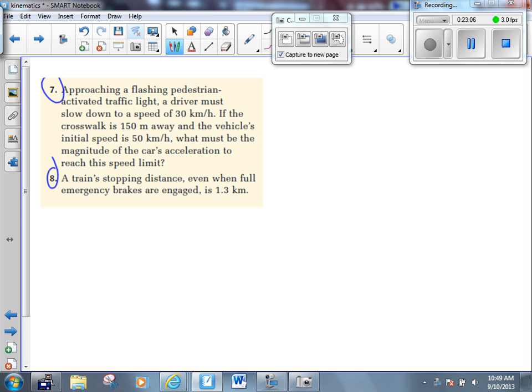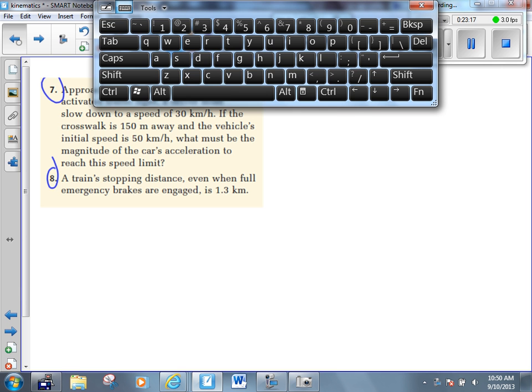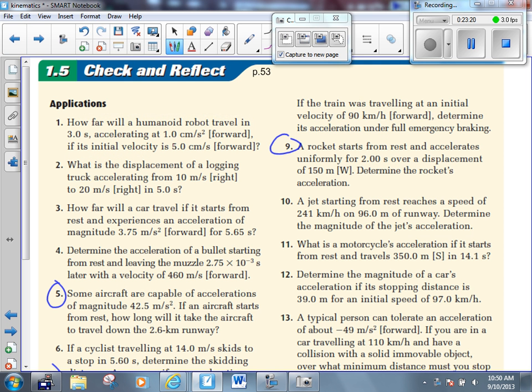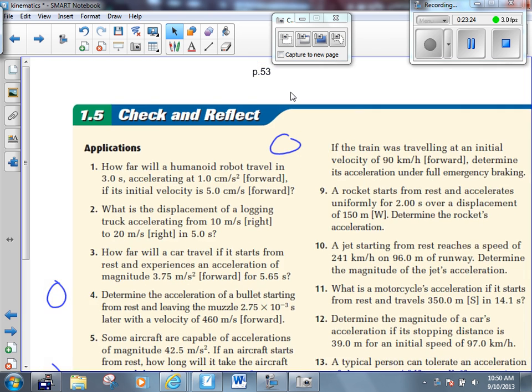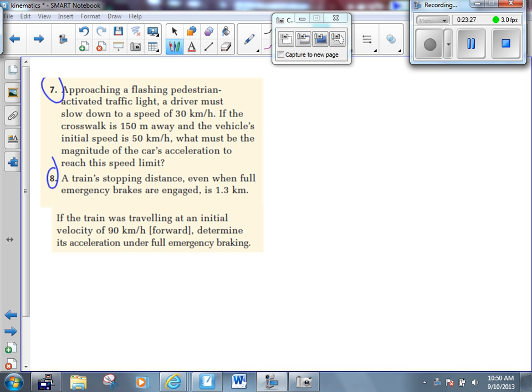Let's try number 8. Train stopping distance even when full brakes are engaged is 1.3 kilometers. That doesn't tell us much. Must have been more to it. Let's go back. We had another part there. That's better. If the train was traveling at an initial velocity of 90 kilometers per hour forward, determine the acceleration under full emergency braking.